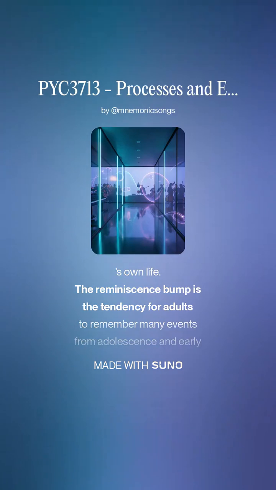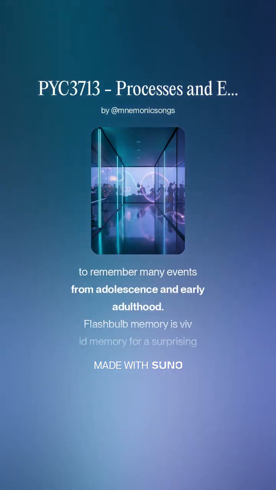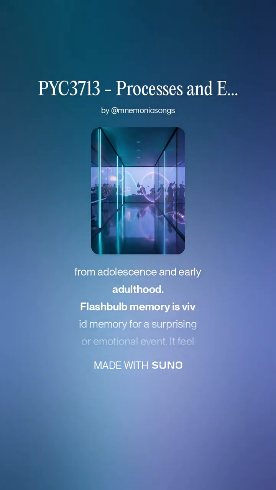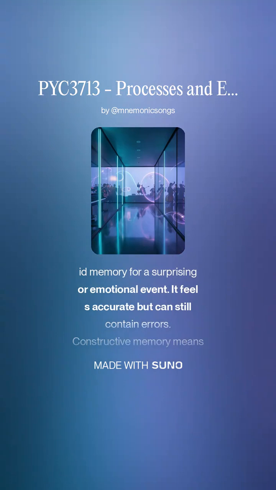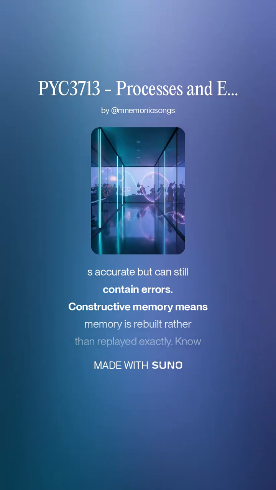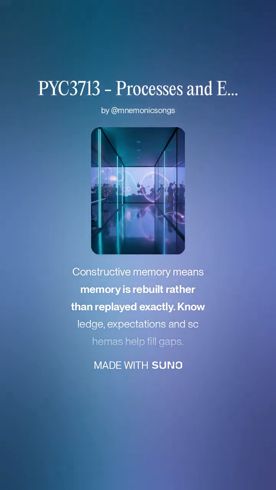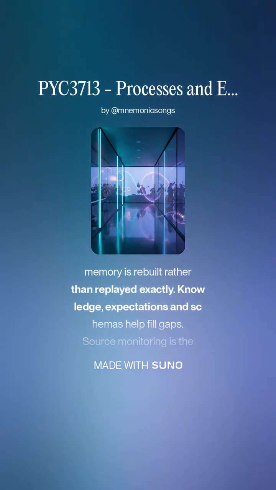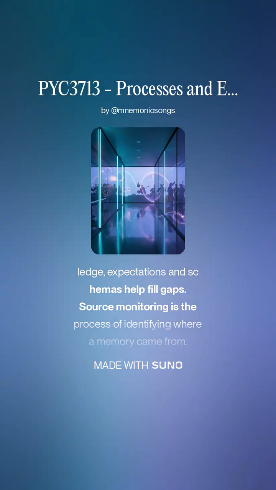The reminiscence bump is the tendency for adults to remember many events from adolescence and early adulthood. Flashbulb memory is vivid memory for a surprising or emotional event. It feels accurate, but can still contain errors. Constructive memory means memory is rebuilt rather than replayed exactly. Knowledge, expectations, and schemas help fill gaps.